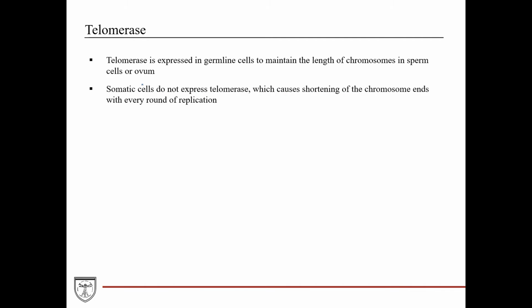So specifically, telomerase is expressed in germline cells, and the purpose of that is to maintain the length of chromosomes in both sperm cells and ovum. And that makes sense because these are going to be the source of genetic material for new embryos, and so you don't want there to be any kind of problems. You want the chromosomes and the DNA to have the highest structural integrity. Versus somatic cells actually do not express telomerase, and this causes shortening of chromosomes with every round of replication. So somatic cells in your body, when they undergo DNA replication and then obviously cell division, their chromosome ends are shortening with each round of replication.